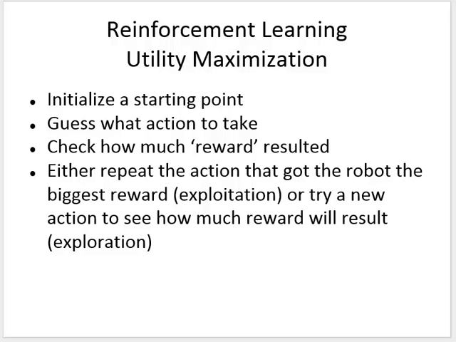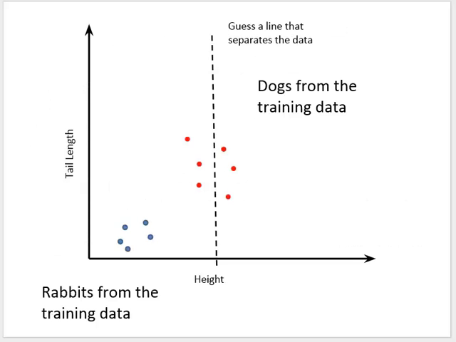Then, the robot has to decide whether to repeat the action that has given the robot the biggest reward in the past, or try a new action to see if it can get a bigger reward with a new action. This trade-off between deciding whether to pick the action that in the past gave it the best reward or trying a new action that might give it a bigger reward is called the exploitation-exploration trade-off.